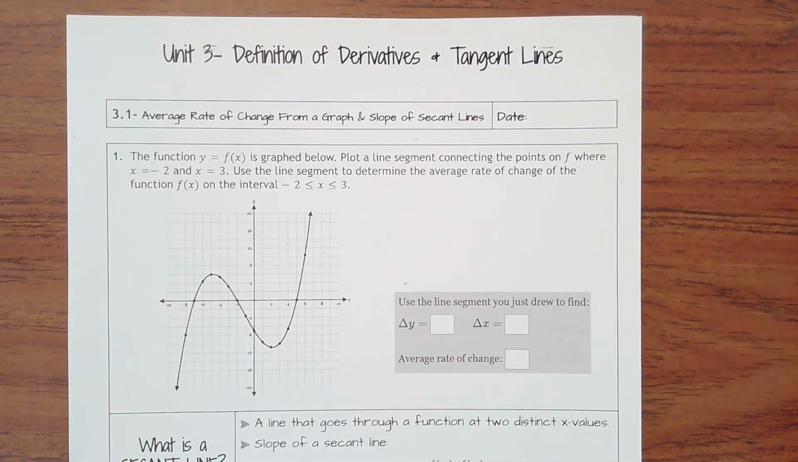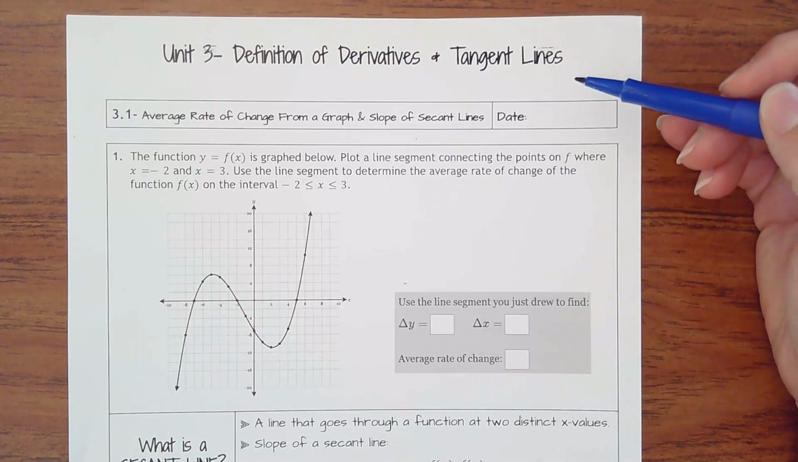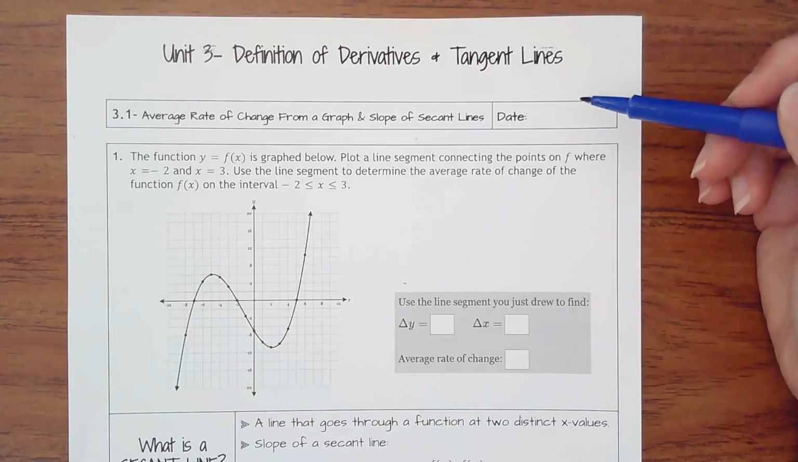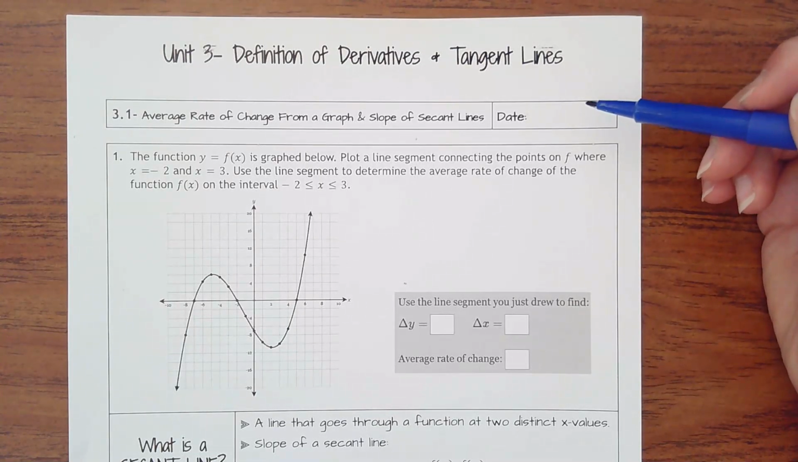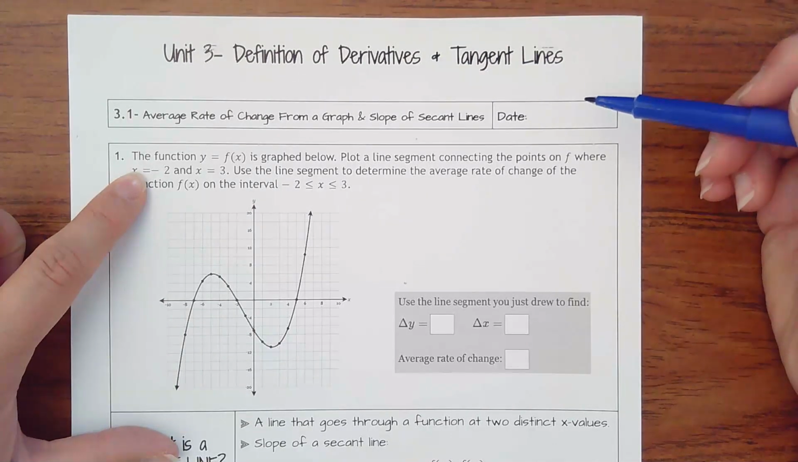Unit 3 is definition of derivatives and tangent lines. Lesson 3.1 is finding an average rate of change from a graph and slope of secant line. So we've got some vocab that we're learning here. We've got a function below, y equals f of x.